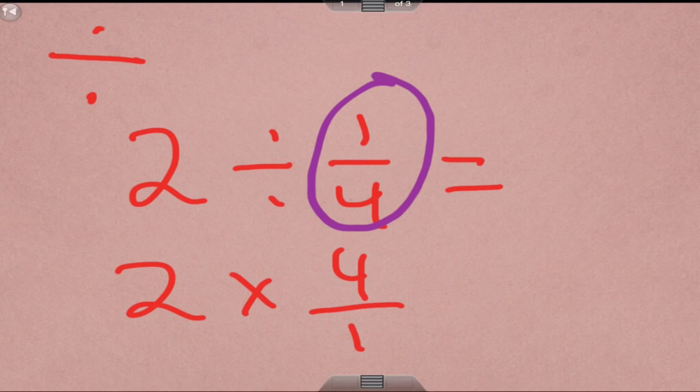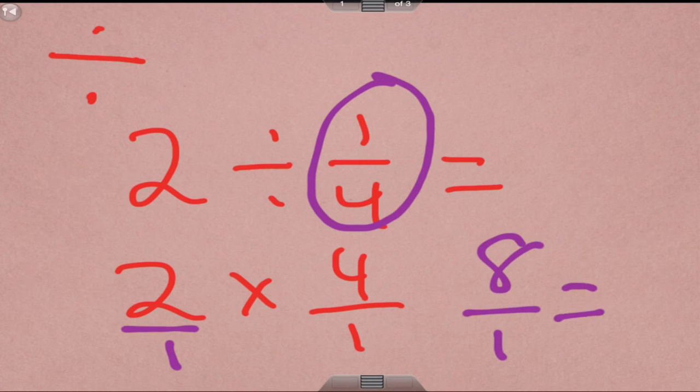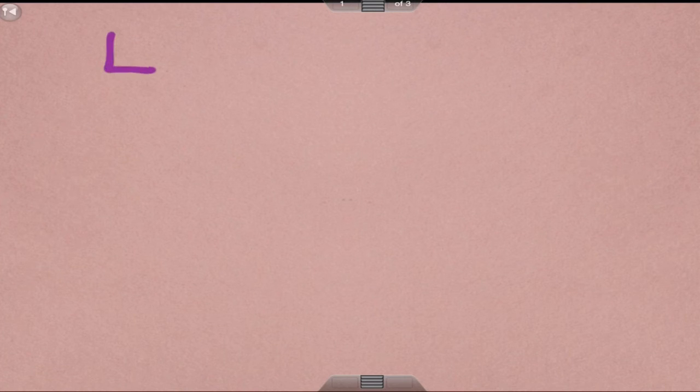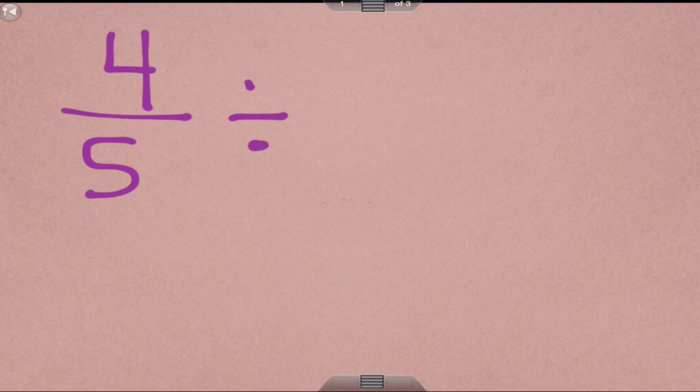So the reciprocal of 1/4 is 4/1. They equal 1 if you multiply them together. So 1/4, you flip it, it's 4/1. And then 2 times 4 is 8/1, and 8/1 equals 8. Let's try a couple more of these. So if I have 4/5 divided by 1/5, right away you rewrite the problem.